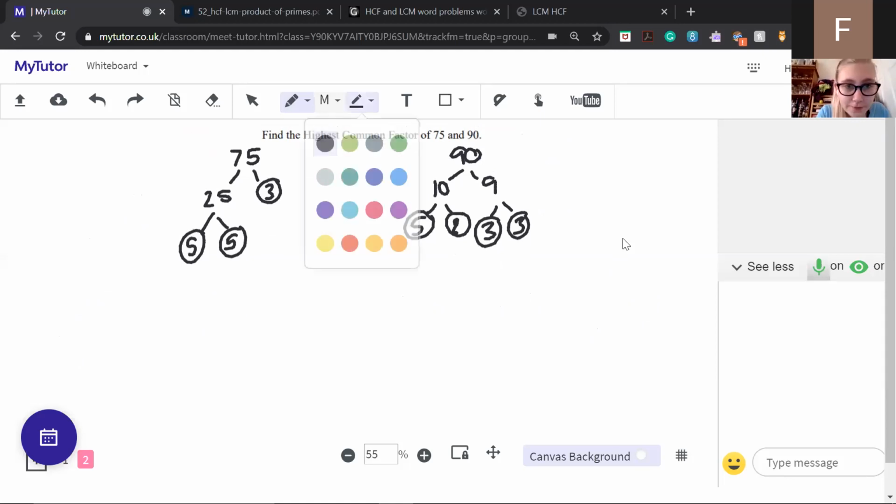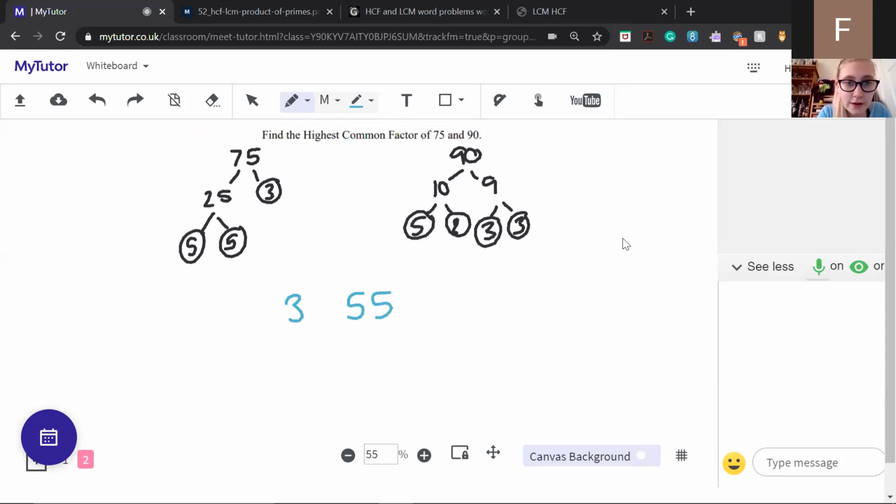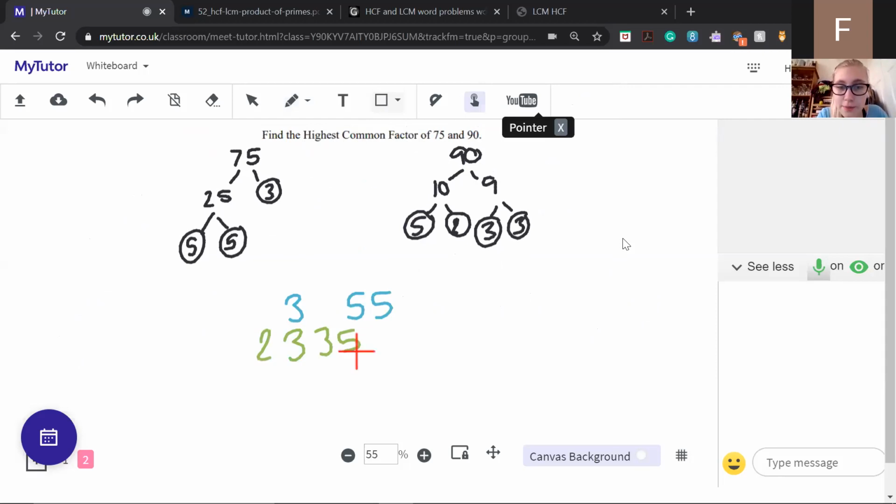So let's write these out. 75 is 3 times 5 times 5. And 90 is 2 times 3 times 3 times 5. Can you see how I've written common numbers above each other? So I've written all the 2s here and all the 3s here. That makes it a lot easier to see which things they share.